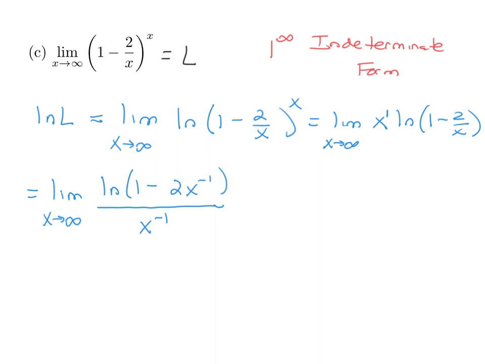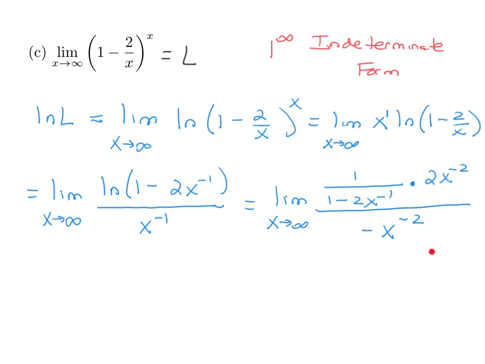If we apply L'Hopital's rule, we will take the derivative of the top and bottom of this fraction. I'll start with the denominator. You get -x to the -2. For the natural log, you get 1 over this thing, so you have 1 over 1 minus 2x to the -1. But by the chain rule, you have to take the derivative of 1 minus 2x to the -1. This goes to 0. This will become positive 2x to the -2.